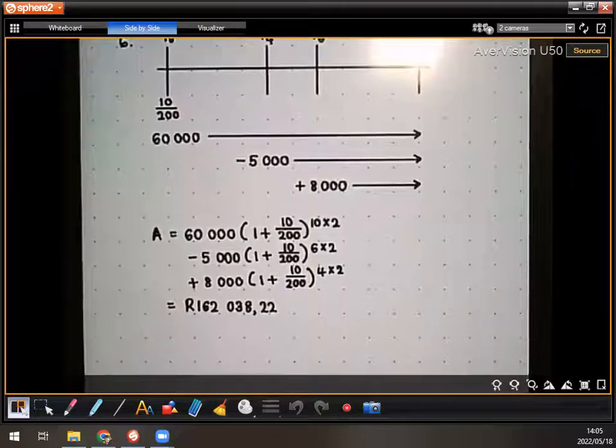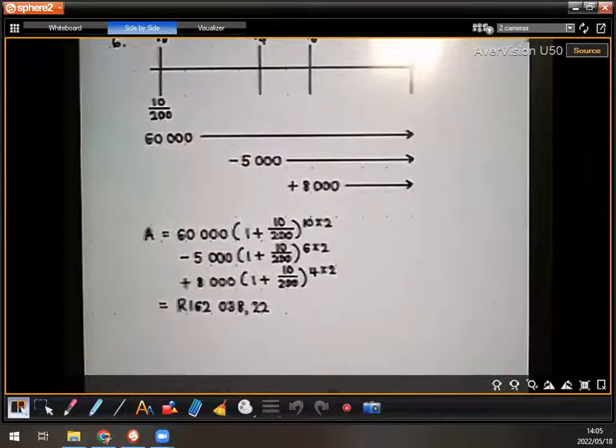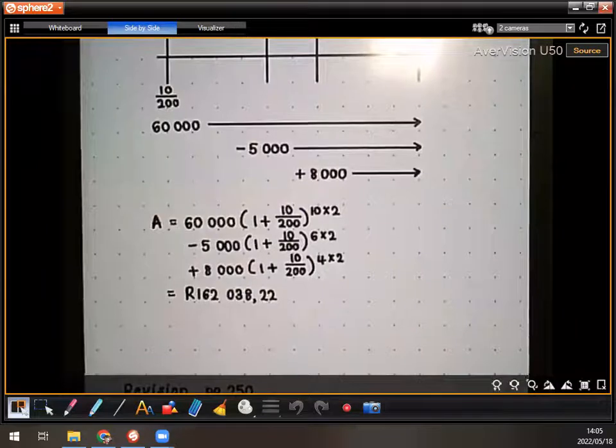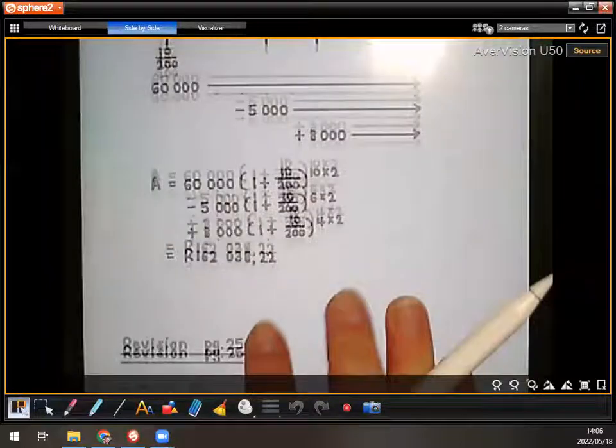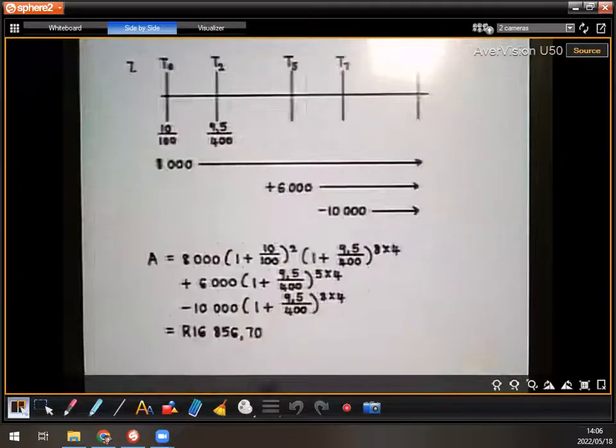Did I get this answer? Okay, good. All right, so that is just when you type that into the calculator, that's the first one. Okay, any questions on the first one? Okay, next is number 7.